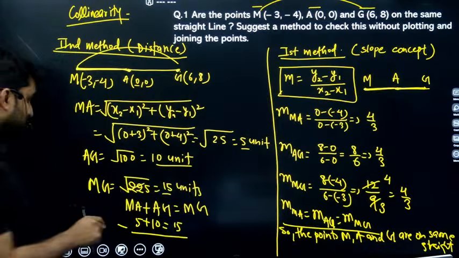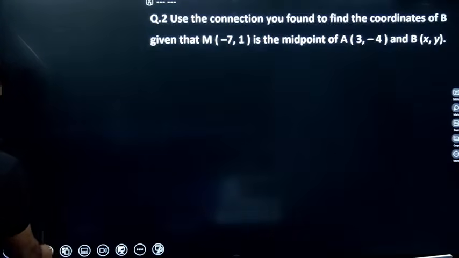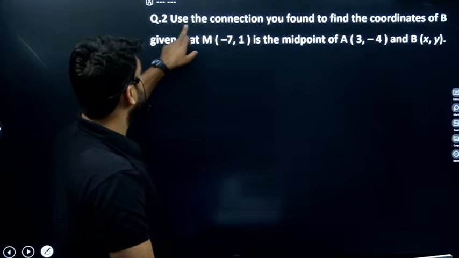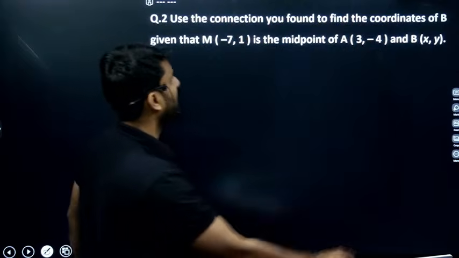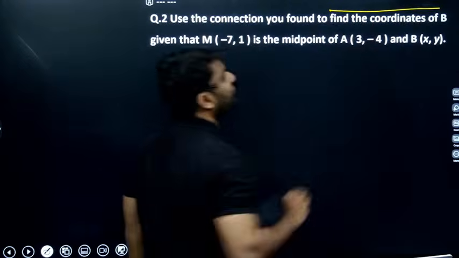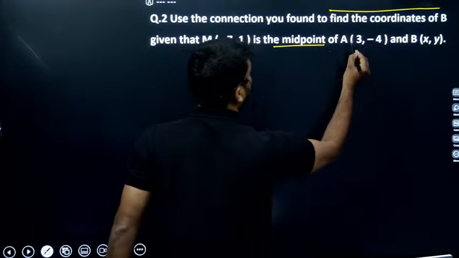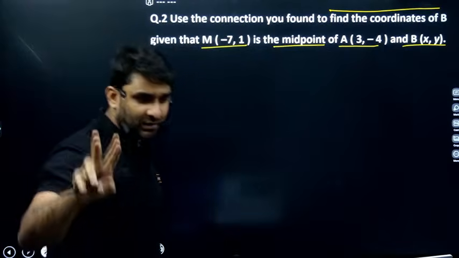Moving to the second question. Let's move to the second question. Question number 2. Look at question number 2. Use the connection you found to find the coordinates of point B. So we have to find out the coordinates of point B, given that this point is the midpoint of point A and point B. So we have 2 points, guys.